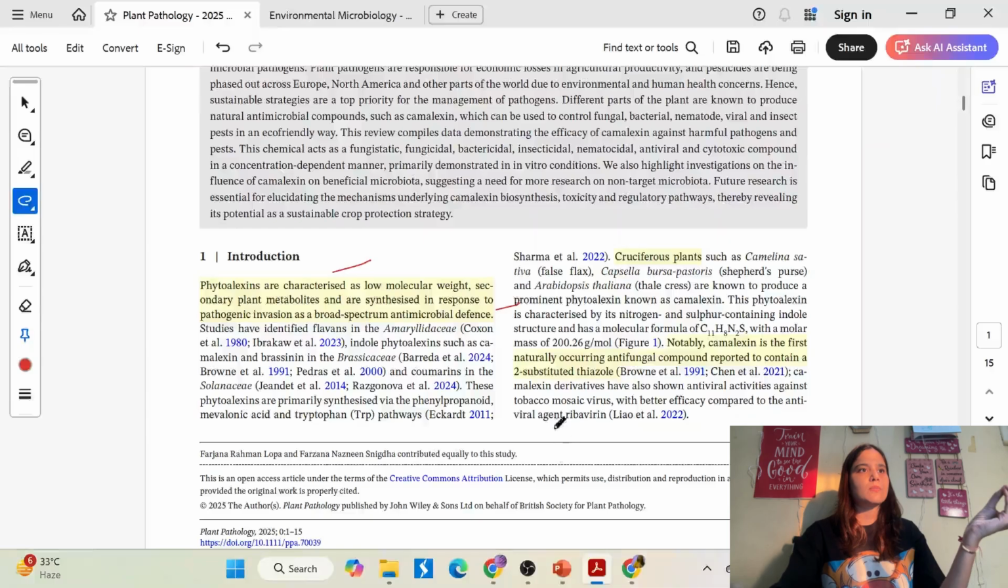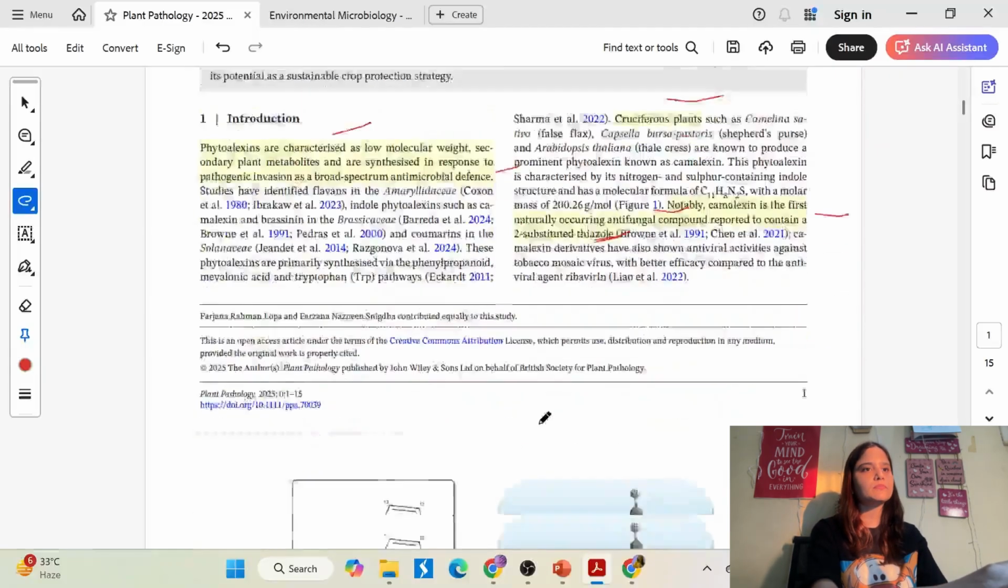Okay, so in this case we will talk about camalexin. The source of camalexin is generally cruciferous plants. They have reported several plants, which also include Arabidopsis thaliana, which is a source of this phytoalexin. This compound contains a substituted thiazole, and this group is responsible for its antifungal nature.